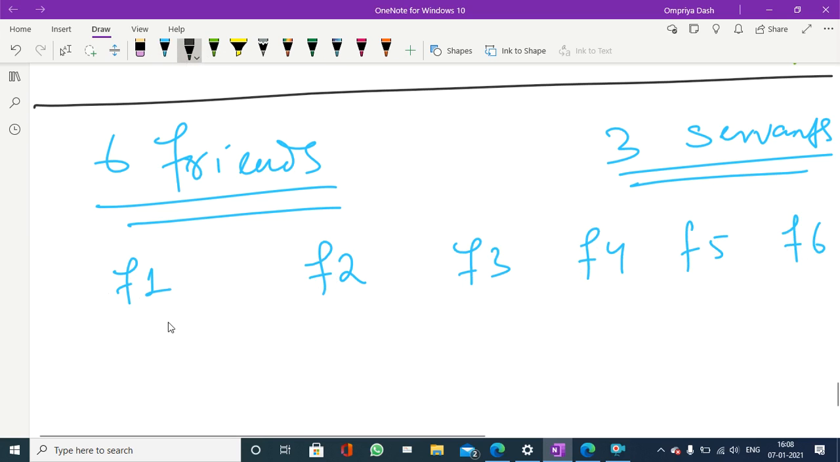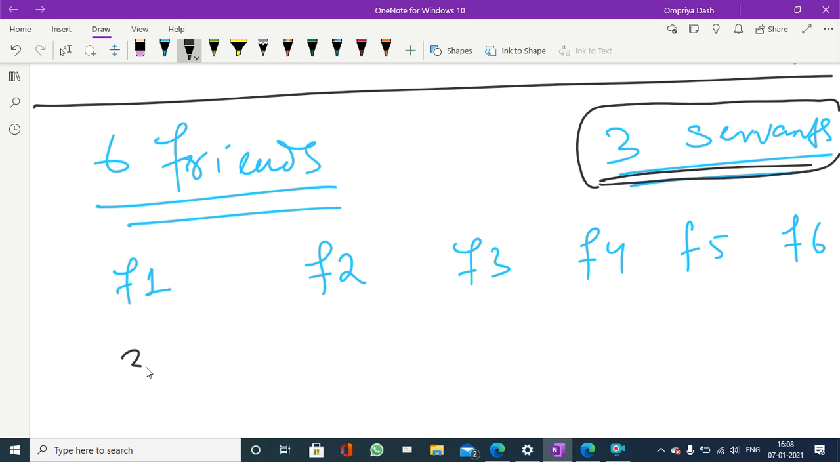Now event 1, which is to send an invitation card to the first friend, can be done in 3 different ways, because you have 3 servants. Whichever servant you can send. Okay, get it? In 3 ways. Yes, sir.